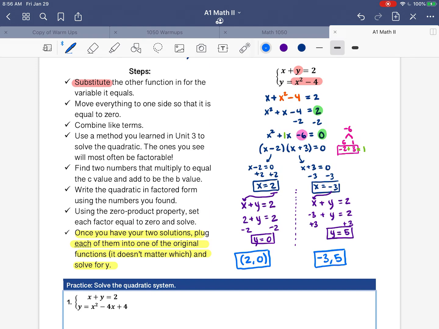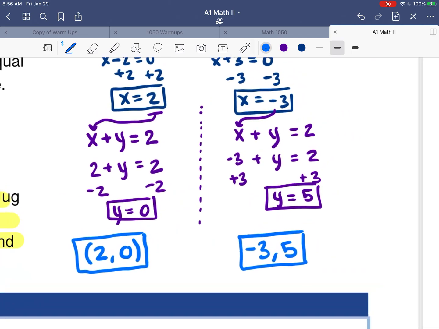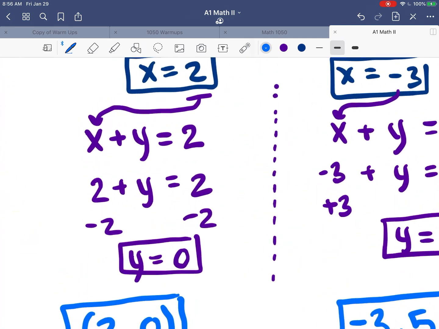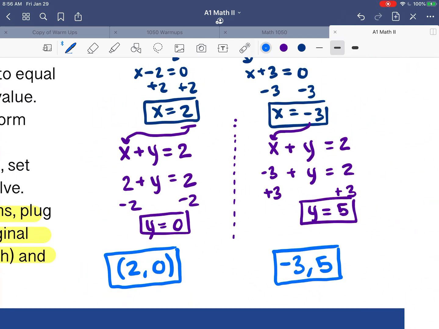The one thing I would say is make sure that you know which x value goes with which y value, because that's important. Like 2, 5 would not be a solution. The x and the y are paired very specifically.